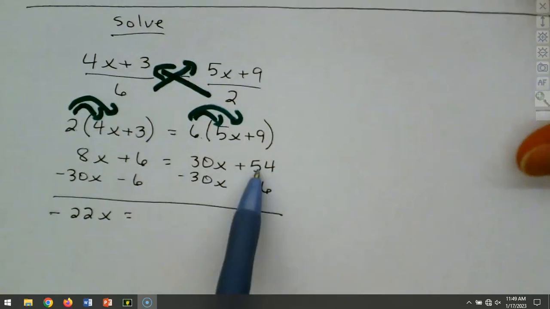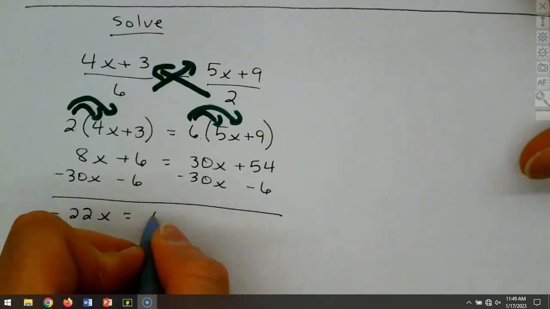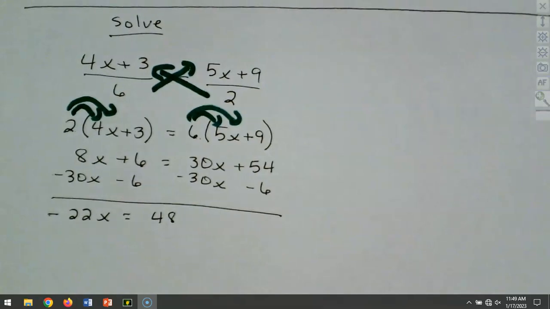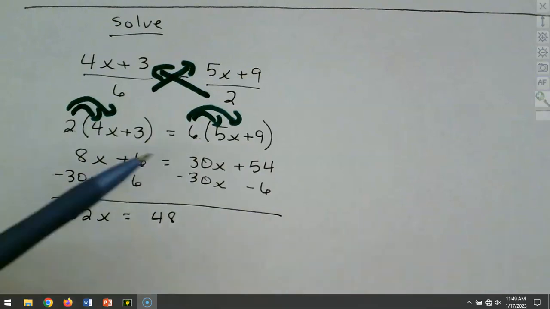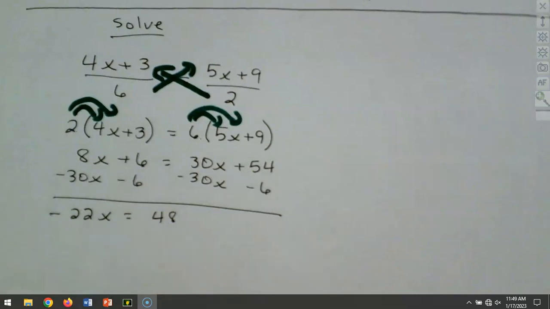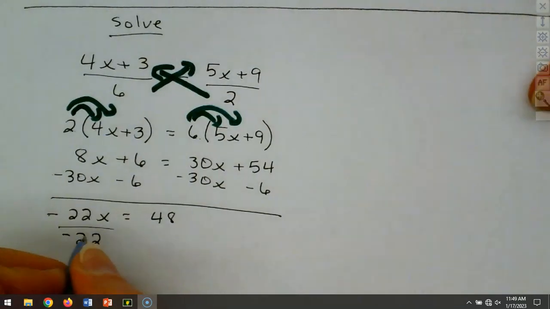On the right-hand side, we've got positive 54 minus 6. Is that going to be a positive 48 or a negative 48? Which one? It's going to be a positive 48, isn't it? Right? Why is it going to be a positive 48? Because which one's larger? 54 or 6? 54 is the larger number, right? And when you subtract 6 from 54, you get 48. Larger number, positive there. Now, finish it by dividing, and you're going to have to reduce.